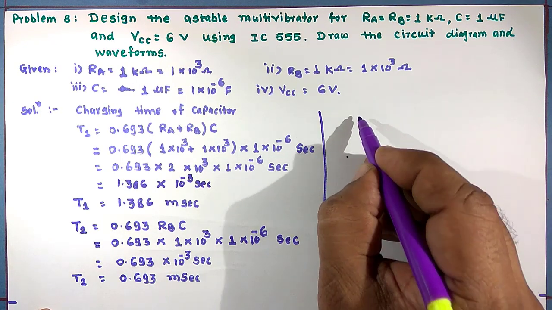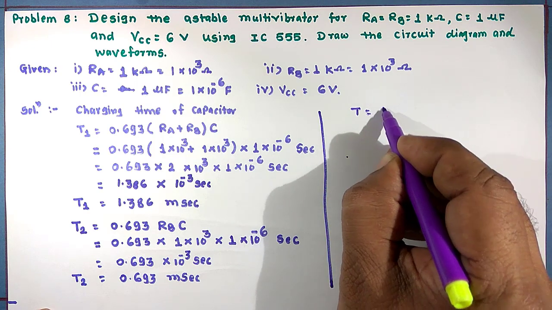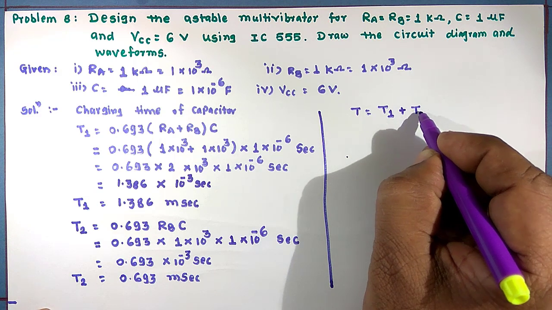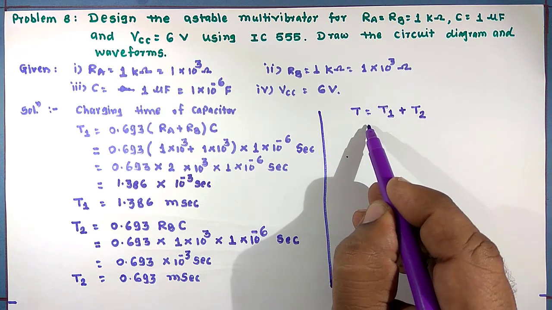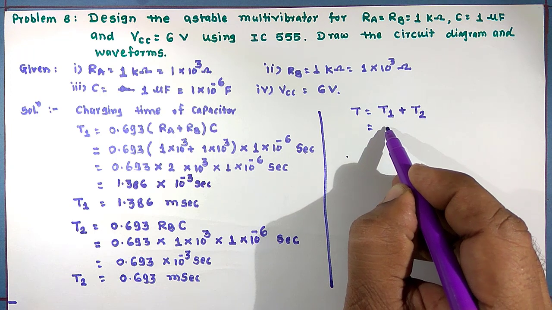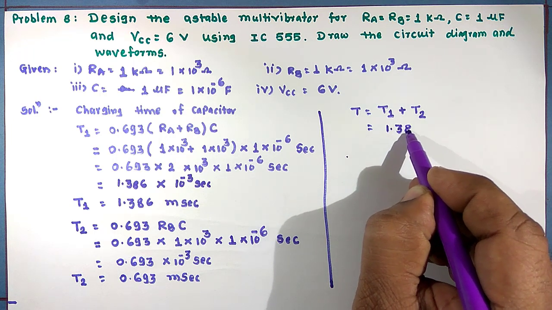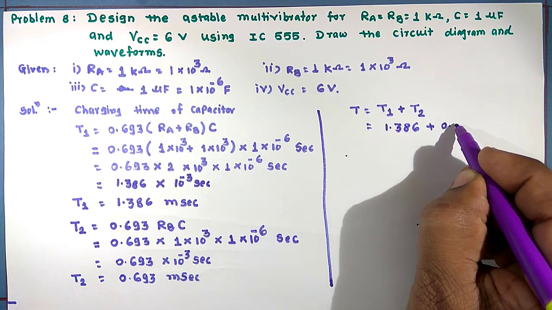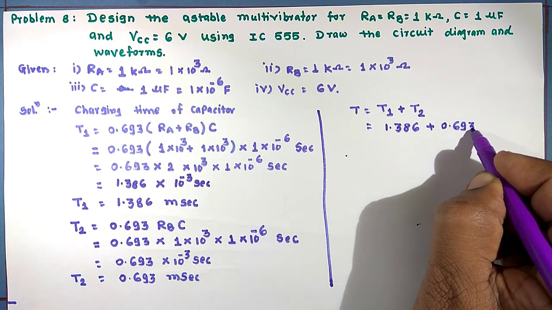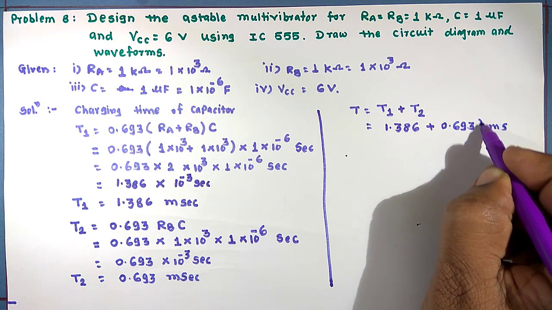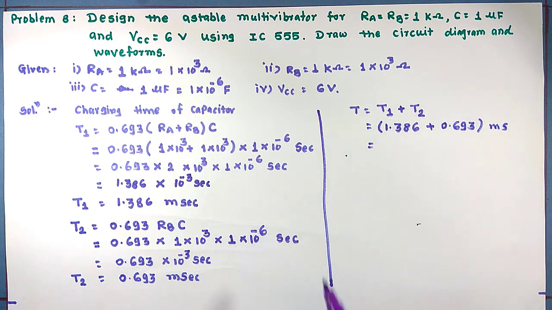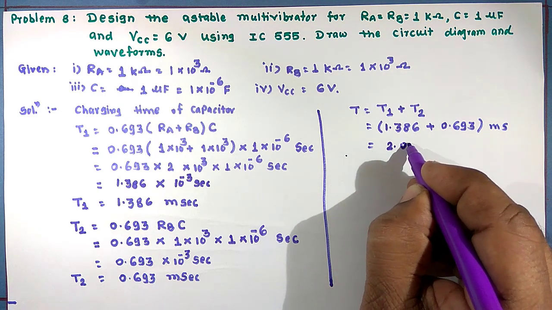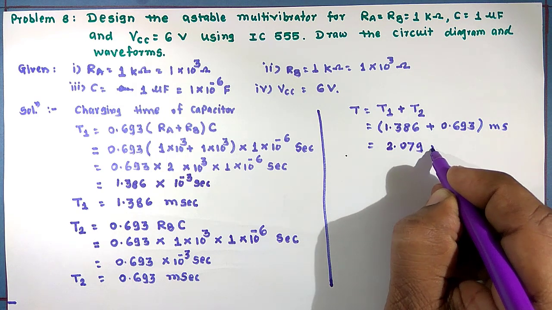Total time T is sum of charging time plus discharging time. So this is equal to 1.386 millisecond plus 0.693 millisecond. Hence, this is equal to 2.079 millisecond.